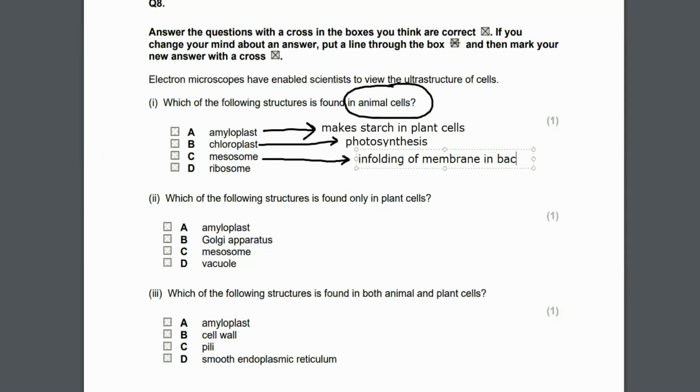It's an infolding of the cell membrane in bacteria. And the ribosome, of course, is found in plant cells and animal cells. Which of the following structures is found only in plant cells? Well, we just covered that. That's the amyloplast for making starch.